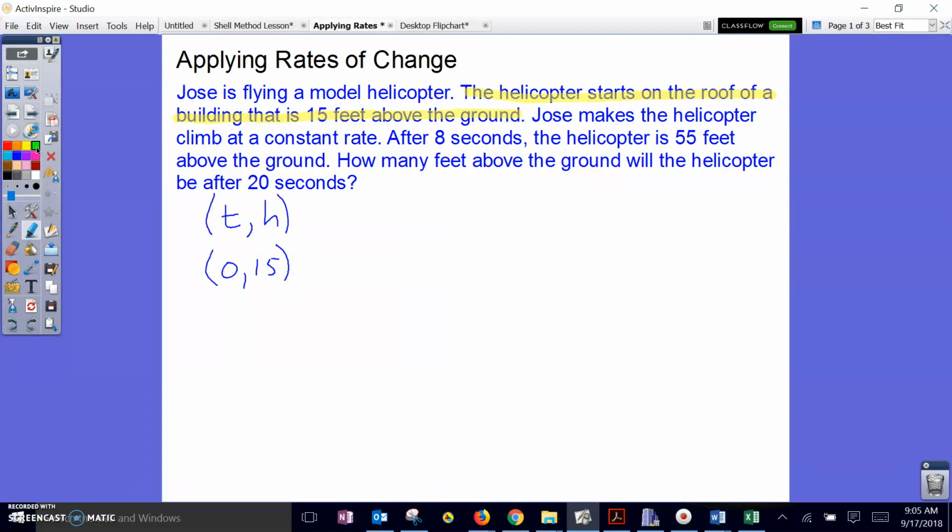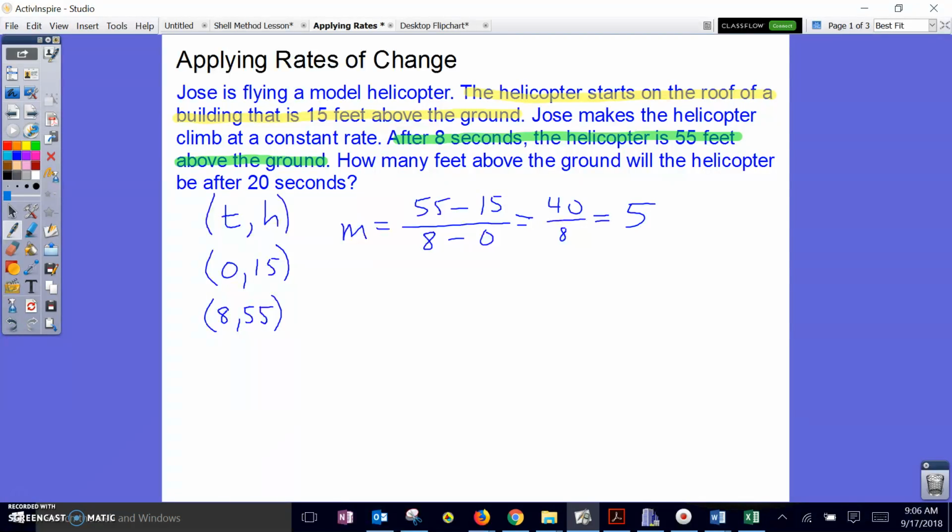Then I'm going to take this sentence: after 8 seconds, the helicopter is 55 feet above the ground, and write an ordered pair for that. Using these 2 ordered pairs, I can find how fast Jose is making the helicopter climb. I'm going to set up my slope formula, line up the coordinates from each point, and go ahead and calculate my slope. And Jose is making the helicopter climb 5 feet per second.